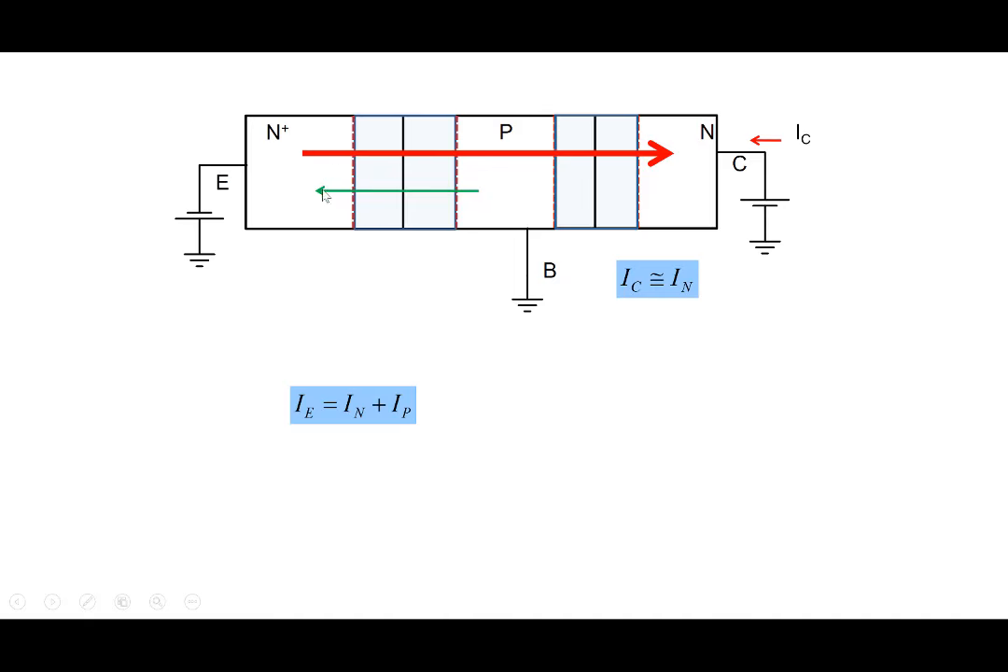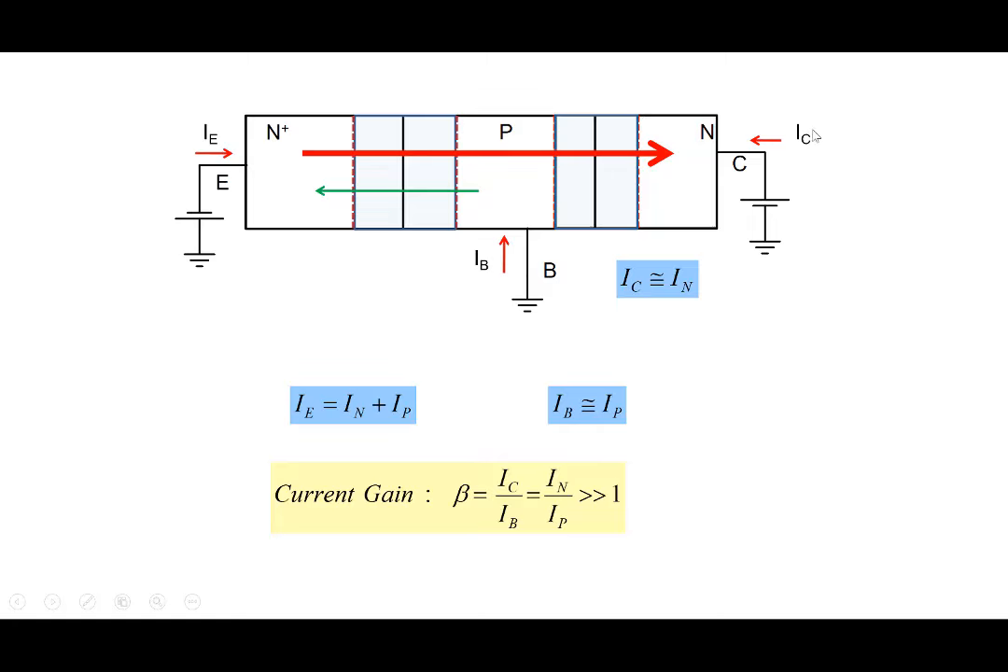Emitter current is made up of these two components here. Emitter current is electrons and holes here, IE equal to IN plus IP. And base current, the current that comes in from here: note that the holes are being injected from P to N. So the purpose of the base current is to supply these holes here. So the base current is IB equal to IP. And you can verify that Kirchhoff's current law is satisfied.